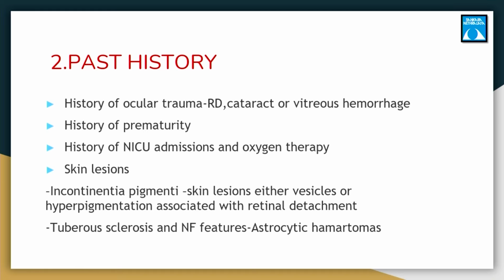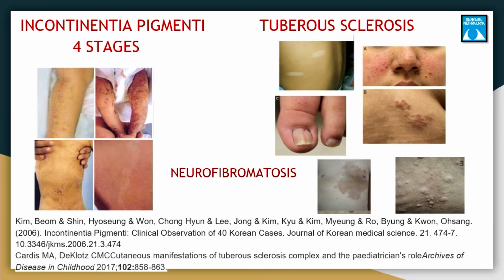Yes, sir. So for leukocoria, the histories which are important include a history of ocular trauma, which is important for retinal detachment, cataract or vitreous hemorrhage; history of prematurity, NICU admission and oxygen therapy for ROP; and skin lesions, which are characteristically seen in incontinentia pigmenti. It presents in 4 stages. The first stage is the vesicular stage, then the verrucous stage, then the hyperpigmented stage, followed by the hypopigmented stage.